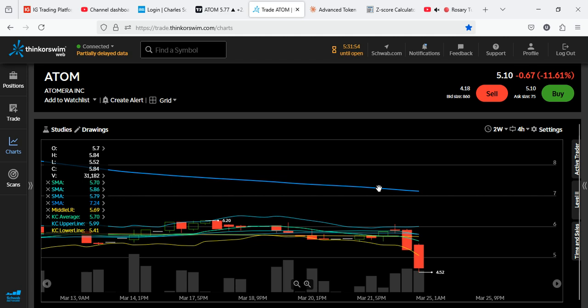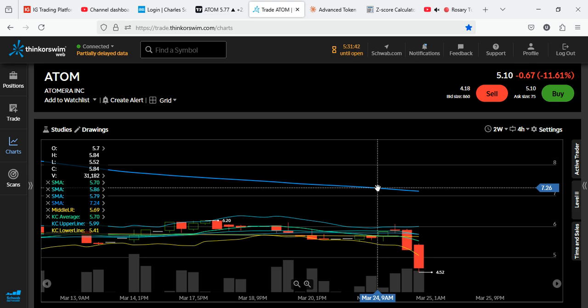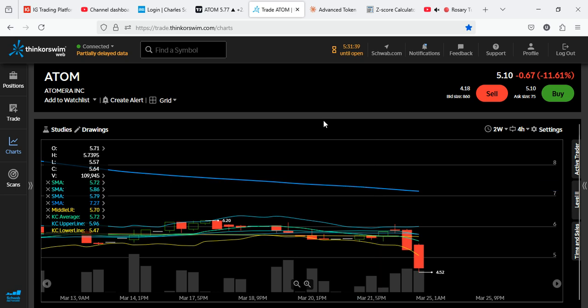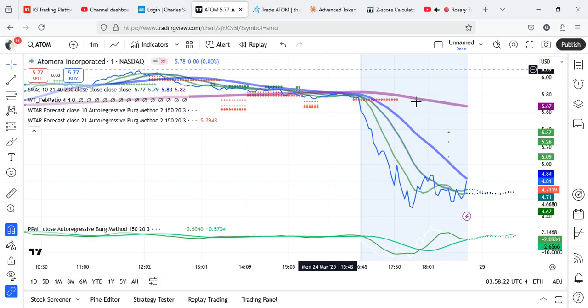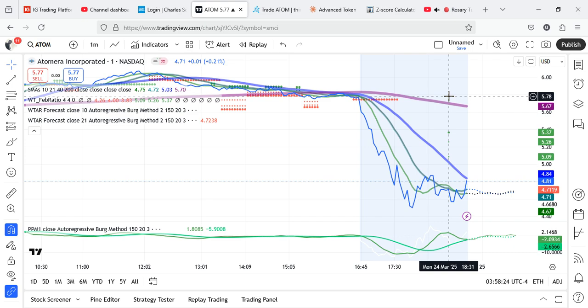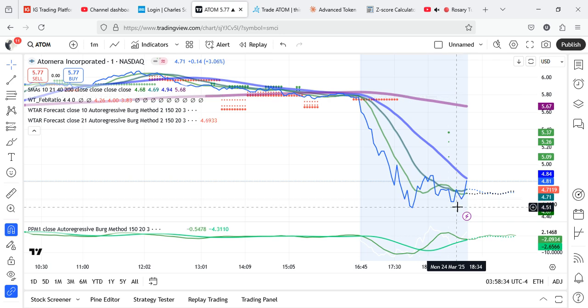Atom stock has been consolidating within a longer term bearish trend since the 12th of February of this year, 2025. In the pre-market session of today, if not even the post-market session of yesterday, the 24th, the stock has lost 11.61%. We haven't found any news behind this plunge. So if you go by where it closed yesterday, $5.77, and this intraday low of 4.52, the difference would be roughly 1.29 or thereabout.